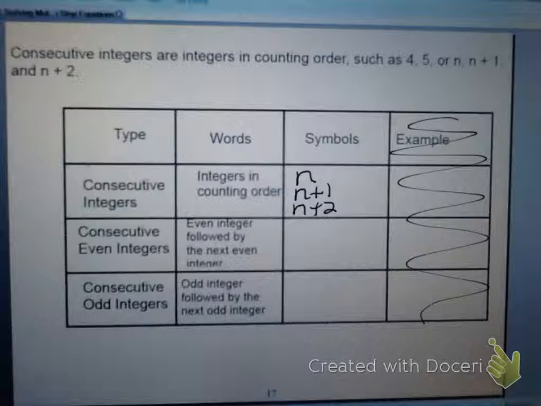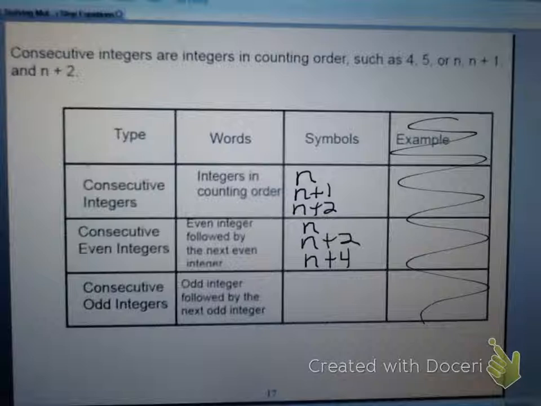Consecutive even integers: the first integer is n. The second integer, to go from one even integer to the next even integer, you count by twos. So you would add 2. And then the third integer, you add 2 more to n, so that would be n plus 4. The next would be n plus 6, and so on and so on.